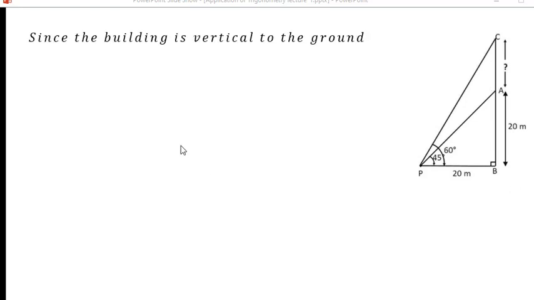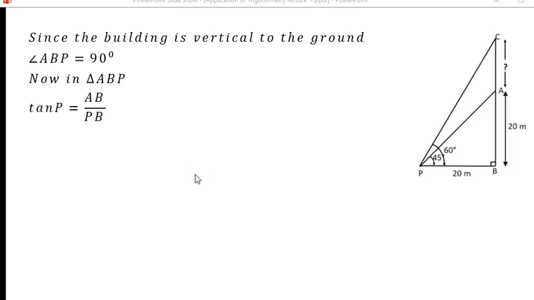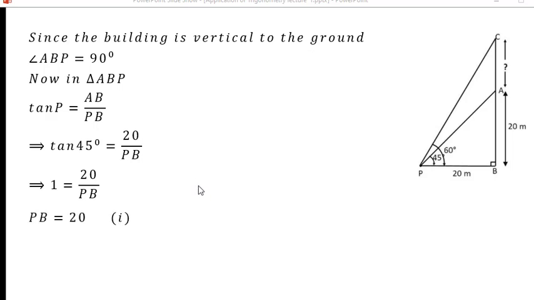So let us begin. Since the building is vertical to the ground, I have angle ABP 90 degree. Now in triangle ABP, we have tan P, which is 45 degree. Tan 45 degree is equal to AB upon PB. The value of AB is 20 meter. So I will put the respective values and I get the value of PB as 20 meter. So PB is 20 meter.